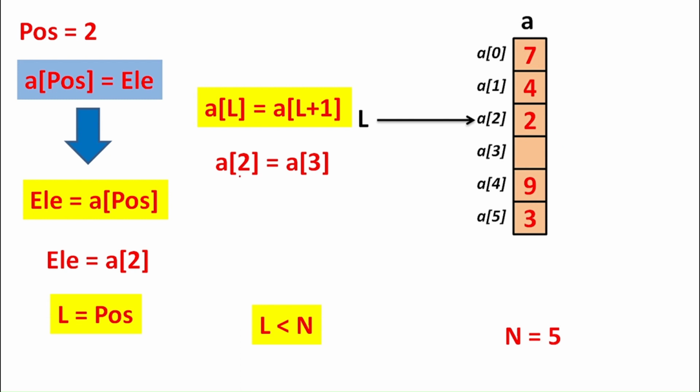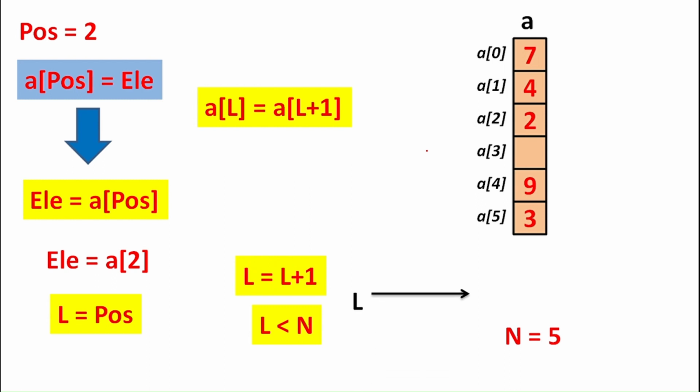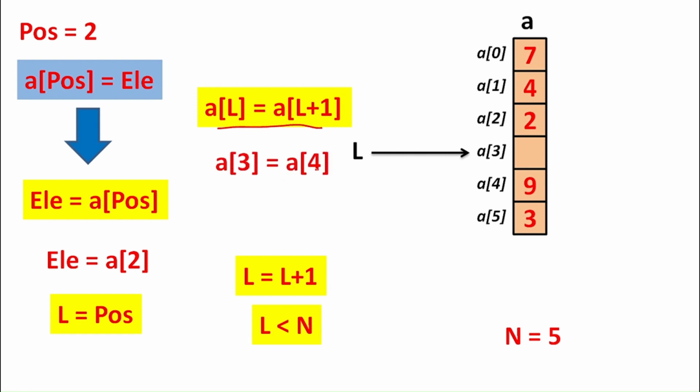After transferring, what we will do next is increment this L pointer. While inserting an element we used to decrement, but here we have to increment. L is equal to L plus 1. After incrementing, my pointer will come here. Again I will use A of L is equal to A of L plus 1, that is A of 3 is equal to A of 4. Because my L is pointing to 3, so I will take L as 3 and L plus 1, that is 3 plus 1 is 4.